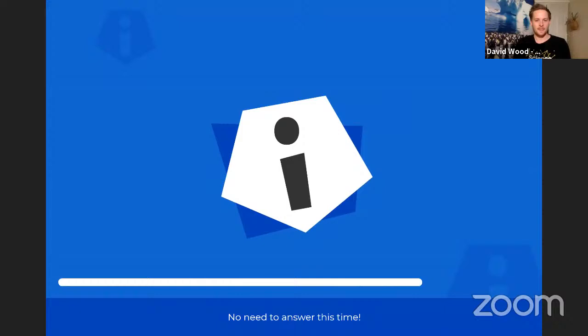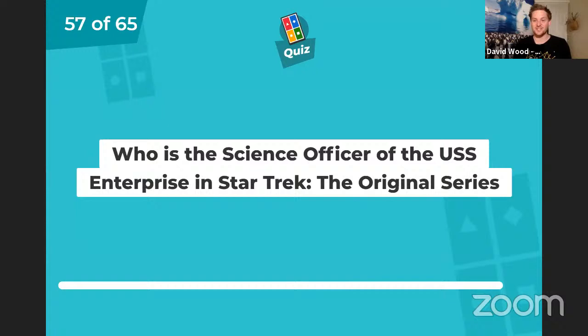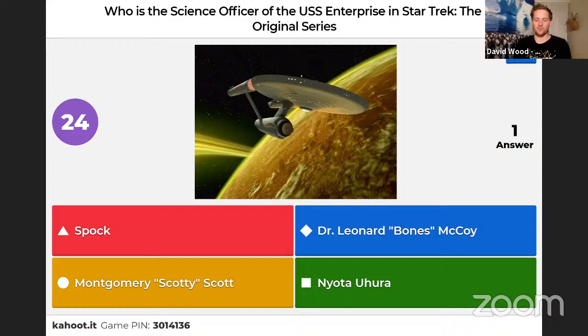So question two, who is the science officer? Again, we're going with sci-fi here, not strictly in the world of science. Who is the science officer of the USS Enterprise in Star Trek, the original series? Sorry, not STTNG. We are going with Star Trek, the original series. Apologies, Trekkies out there. Is it Spock, Dr. Leonard Bones McCoy, Montgomery Scotty Scott, or is it Uhura?